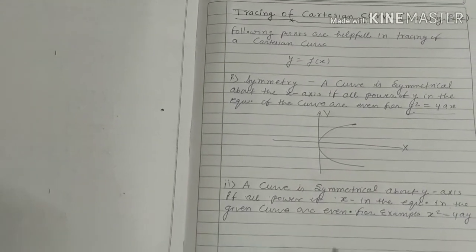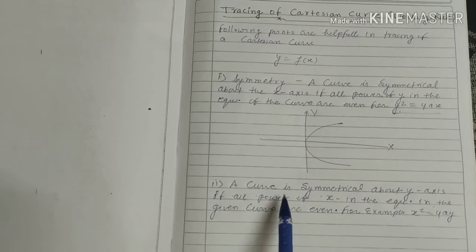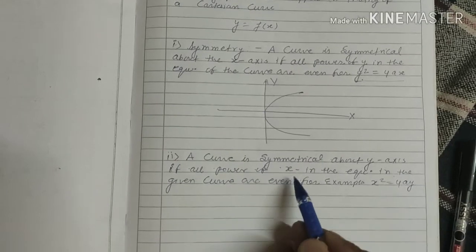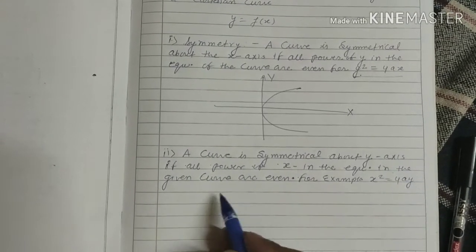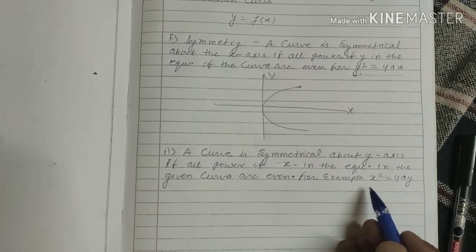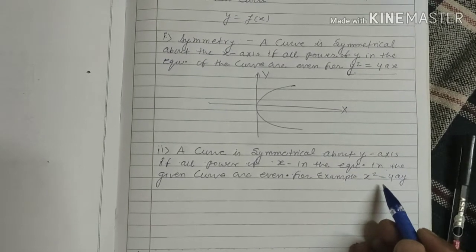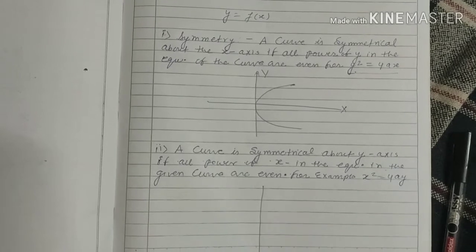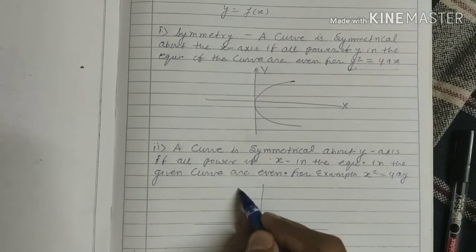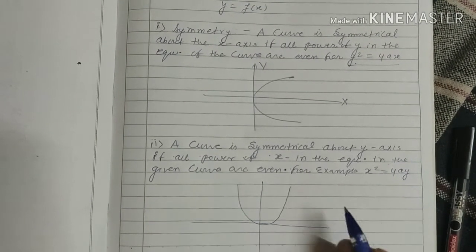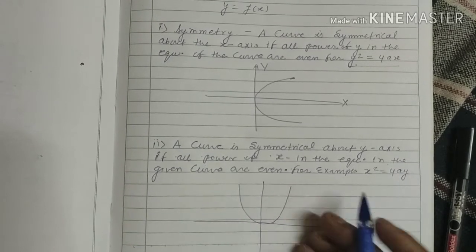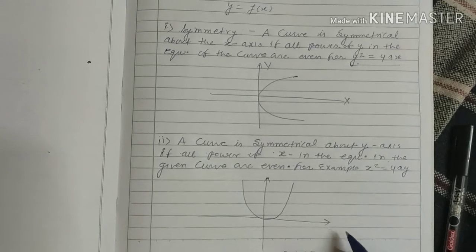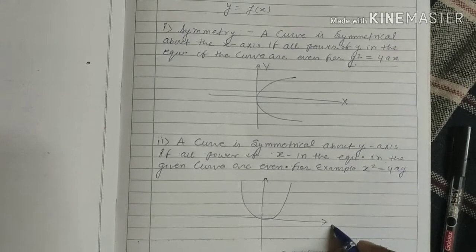The second point is that a curve is symmetrical about the y-axis if all the powers of x in the equation of the given curve are even, for example x square equals 4ay. This is a parabolic equation, and this curve is parallel to the y-axis.